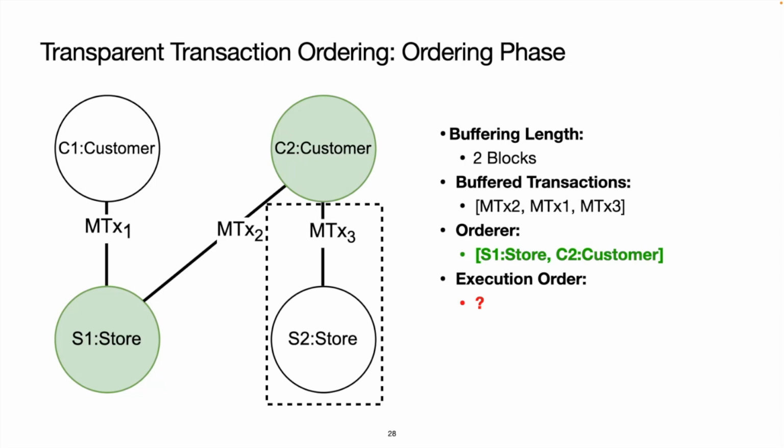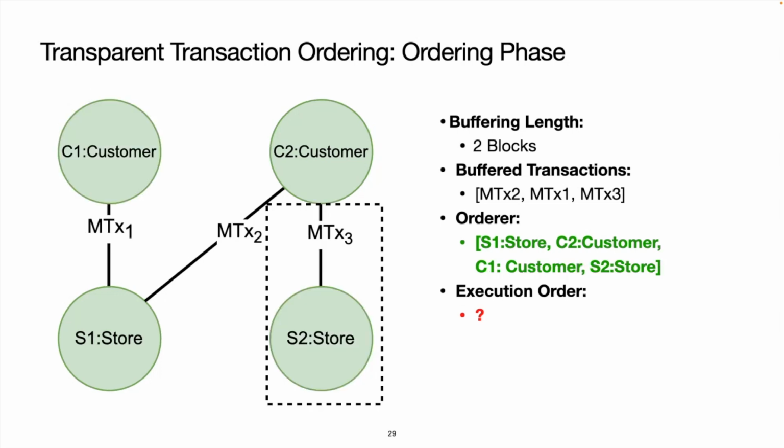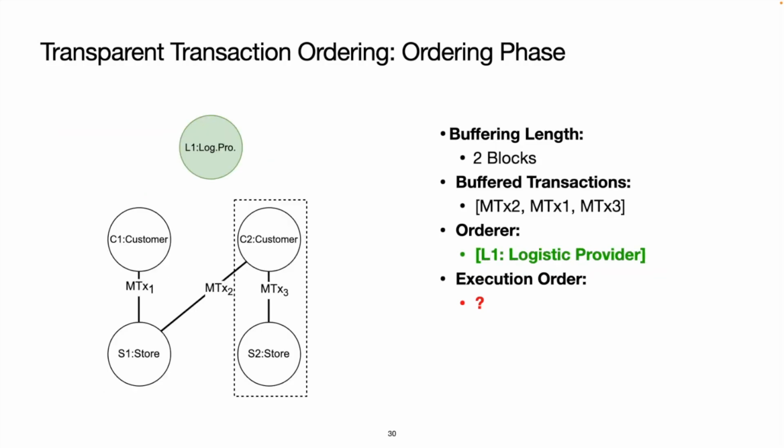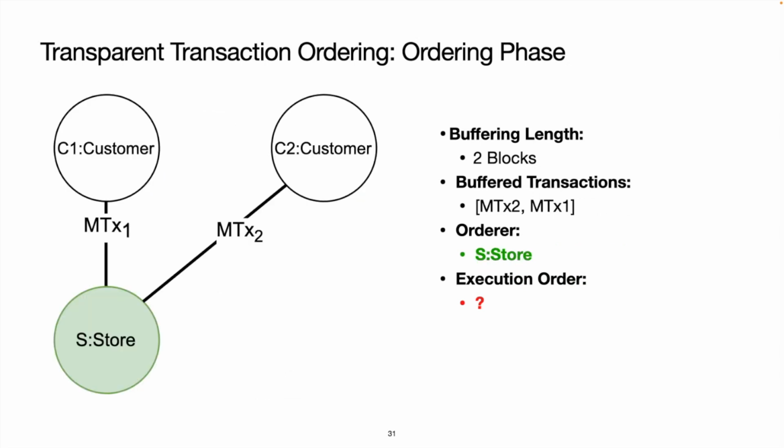Now, just for the sake of expanding the example, let's suppose we had a second store. What do we do now? We choose the intermediate node, so store 1 and customer 2. Customer 2 can only order these transactions, MTX2 and MTX3, and the store can order MTX1 and MTX2. There could also be a different strategy. We can select all of them as orderers, and we can, for example, select someone who's outside the circle of these transactions. But for now, we just selected the intermediate node.